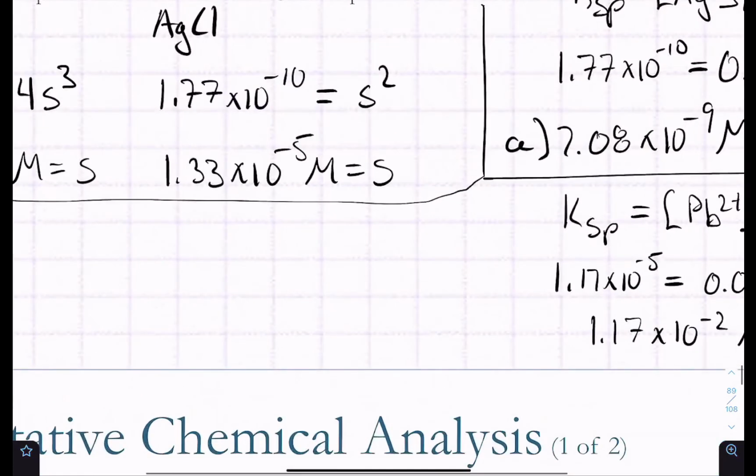We're going to have to zoom. So our Ksp for silver again, Ksp equals [Ag+][Cl-]. And now we're not looking for chloride, but we want to look for how much silver is left over in the solution.